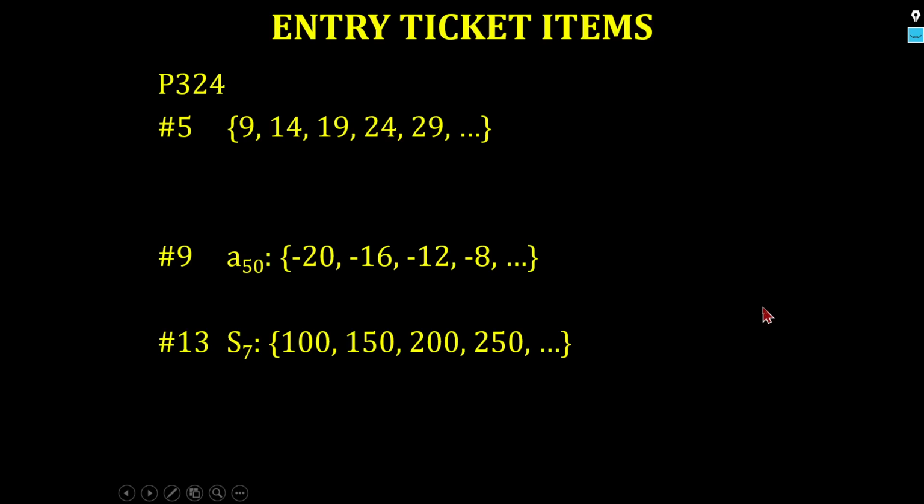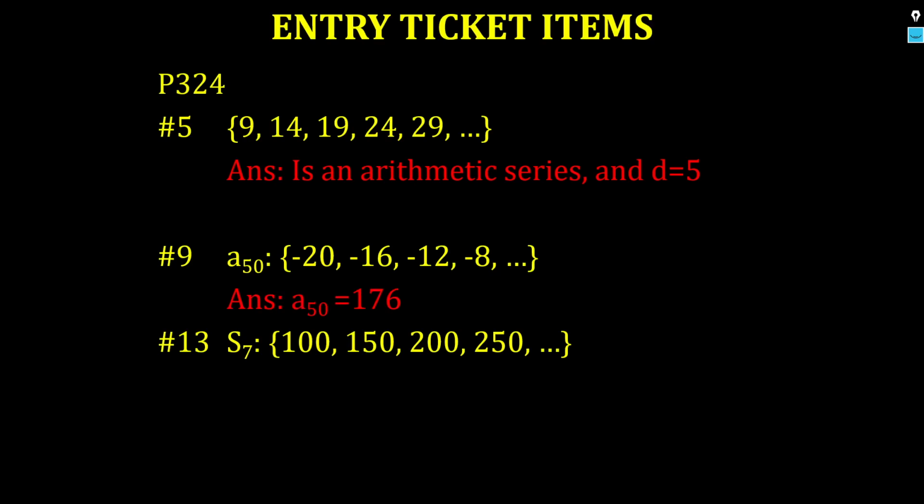Right? Now again, for your entry ticket items, balikan, try i-recall kung ito yung pinasa nyo, tama ba? Number 5, dapat, yes, this is an arithmetic series with a common difference of 5. Number 9, a sub 50 is 176. And s sub 7, number 13, means the sum of the first 7 terms of the sequence. Ito makukuha nyo by brute force. Pwede nyo i-add yung 7 terms, which is what most of you did in the entry ticket. Answer should have been 1,750.